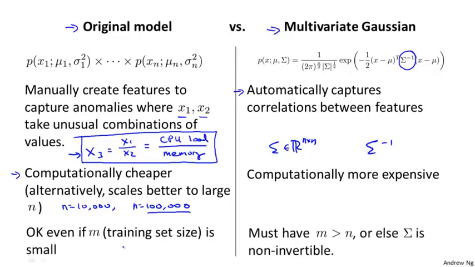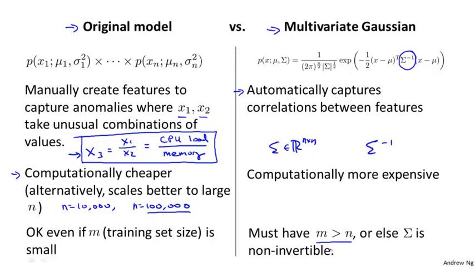And finally, for the original model, it turns out to work okay even if you have a relatively small training set. This is a small unlabeled example set that we use to model P of x, of course. This just works fine even if m is maybe 50, 100, it works fine. Whereas for the multivariate Gaussian, it is sort of a mathematical property of the algorithm that you must have m greater than n, so that the number of examples is greater than the number of features you have.